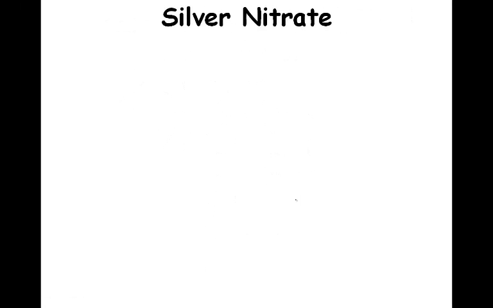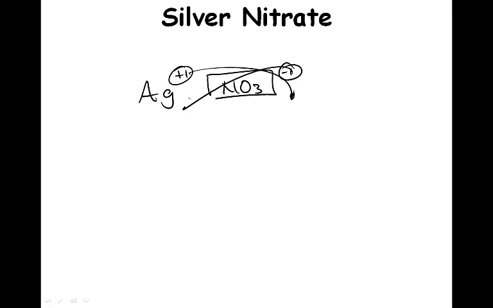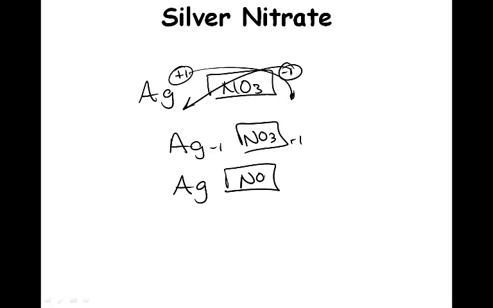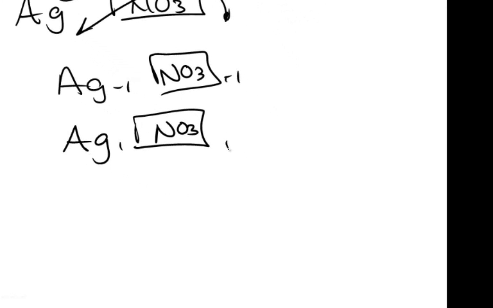For our last example, we'll take a look at silver nitrate. Silver is Ag plus 1. We get that from the back of our periodic table. Nitrate is an NO3 negative 1 ion. Crisscross for step 2. Ag minus 1, NO3 positive 1. Drop the signs, Ag1, NO3 1, and reduce to AgNO3.